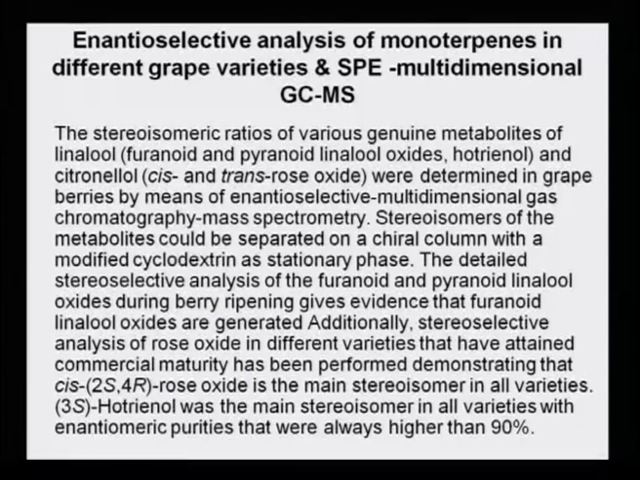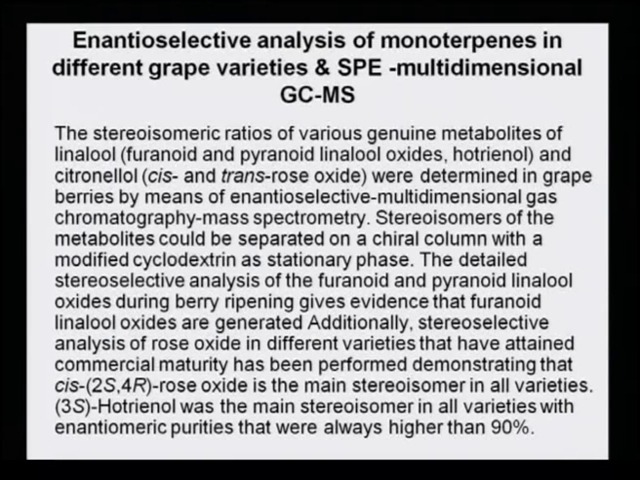The stereoisomeric ratios of various genuine metabolites of linalool, that is the furanoid and pyranoid linalool oxides, and of citronellol, which is the cis and trans rose oxide, were determined in grape berries by means of enantioselective multidimensional gas chromatography with mass spectrometry. Stereoisomers are not easy to detect, let me tell you, by a simple GCMS, and so modifications have to be done according to the requirement.